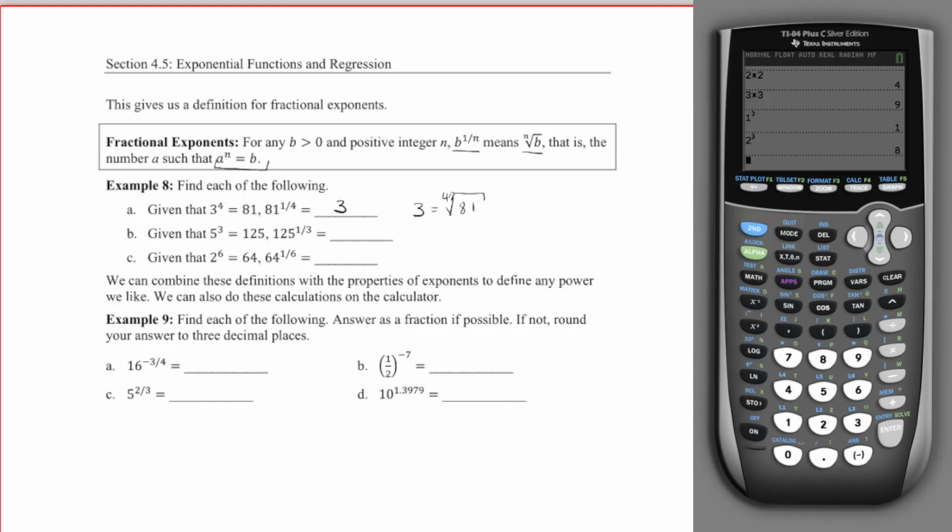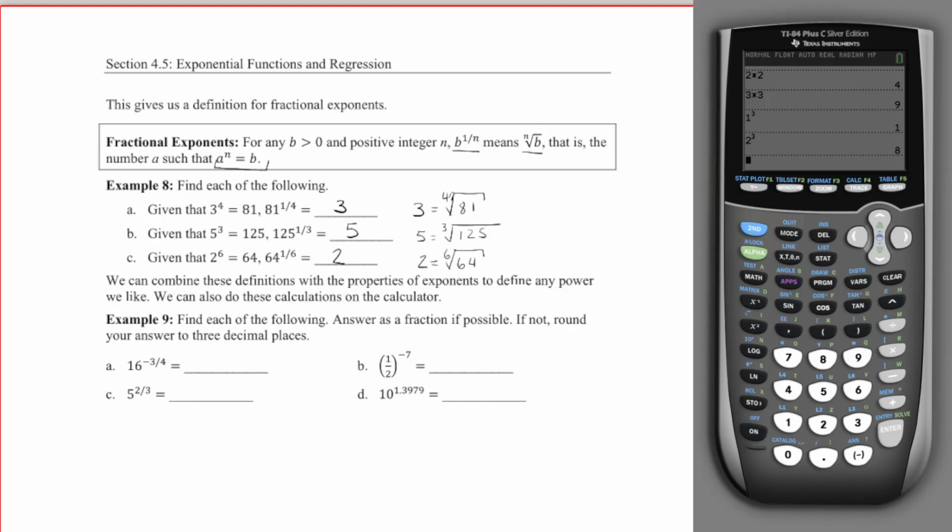5 to the 3rd power equals 125. That means 5 is the 3rd root of 125. So 125 to the 1/3 power must be 5. 2 to the 6th is 64. That means 2 is the 6th root of 64. So 64 to the 1/6 power must be 2.